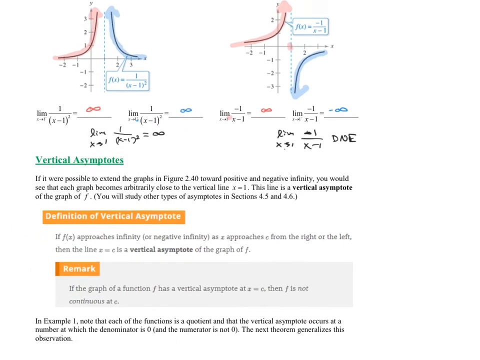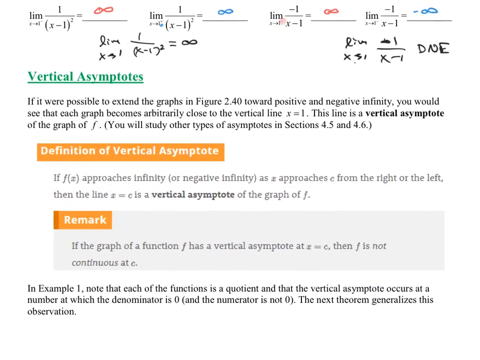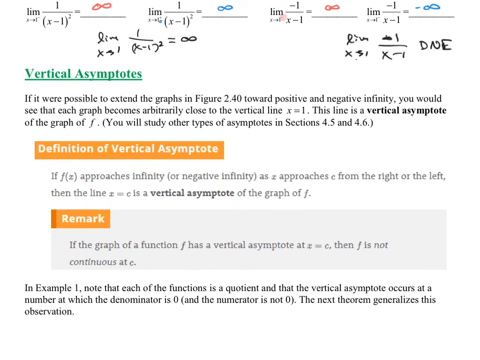Okay. So what is formally then a vertical asymptote? It says if it were possible to extend the graphs in figure 2.40 towards the positive and negative infinity, you would see that the graph becomes arbitrarily close to the vertical line x equals 1. So it approaches, gets closer and closer to x equals 1, but it doesn't actually get there. Okay, and it says this line is a vertical asymptote of the graph.